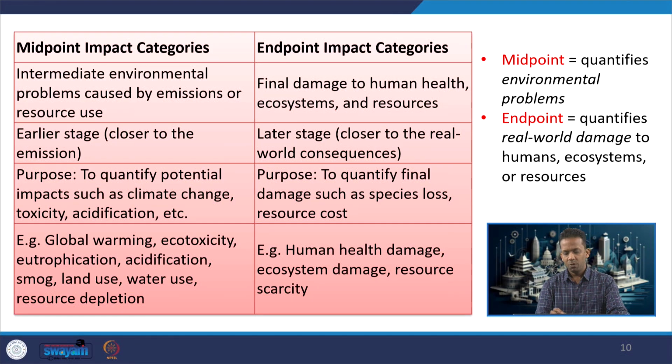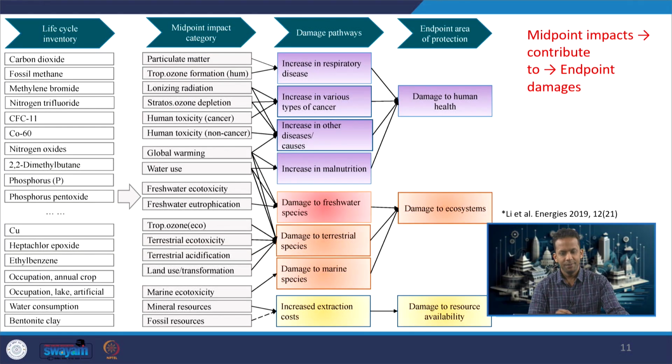Okay. But before I cover this, let me cover the next slide, which shows you how they can be connected. This is the life cycle inventory taken from one of the research papers. You have the list of all these gases or chemicals or emissions and activities, the inventory data. And now, each of these can be linked to different midpoint impact categories. Midpoint impact categories are, and I think these are mainly as per the ReCiPe methodology: particulate matter, ozone, radiation, human toxicity, global warming, water use. So, these are midpoint impact categories.